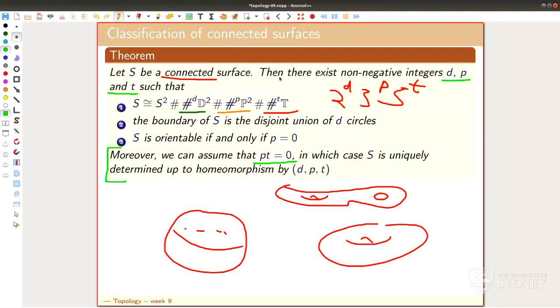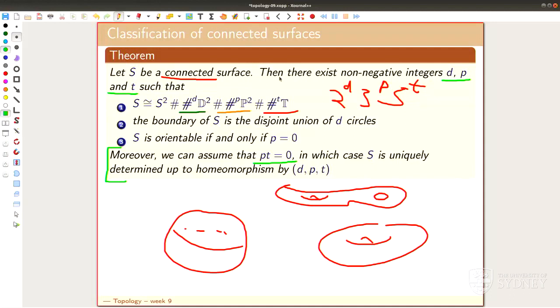And this is a pretty cool theorem. It just determines completely the surfaces. So all surfaces of this form, and that's it. Which is kind of a really amazing type of statement, right? It's not that difficult. So it remains to find those numbers D, P, and T.